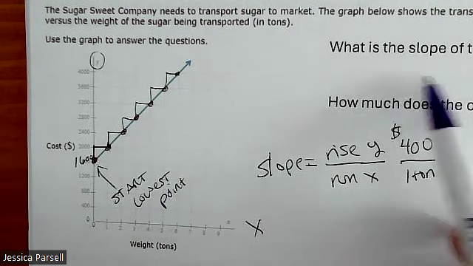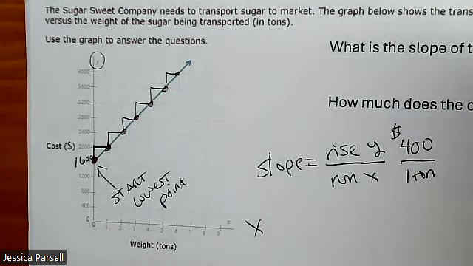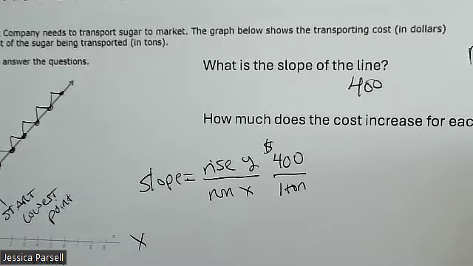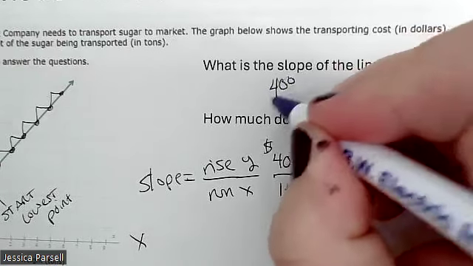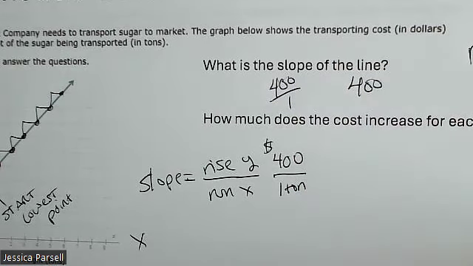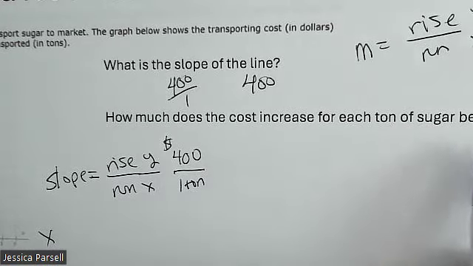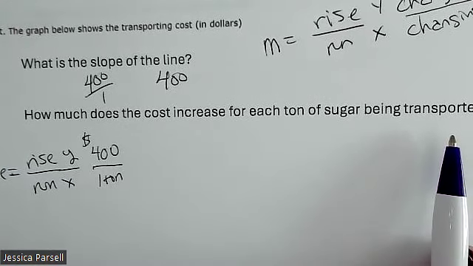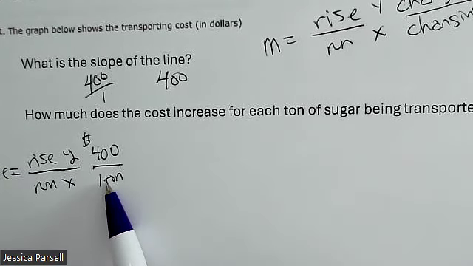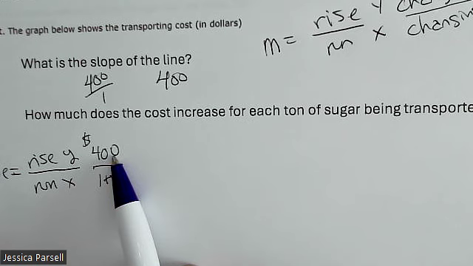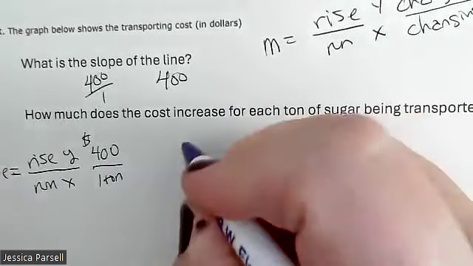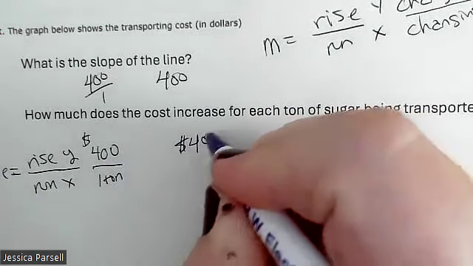So what is the slope of the line? It's just 400. You don't have to write 400 over 1. So I don't think Alex is going to like it if you try to type in 400 over 1. So just go with 400. Then what does this mean? How much does the cost increase for each ton of sugar being transported? For every 1 ton that you increase, it's going to cost you another $400 to transport it. So 400.